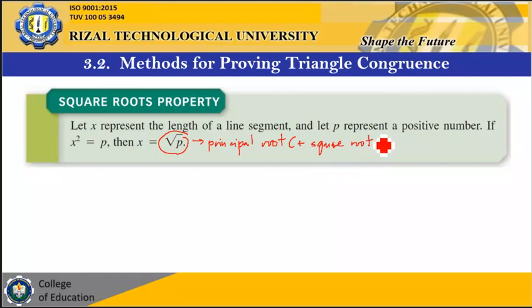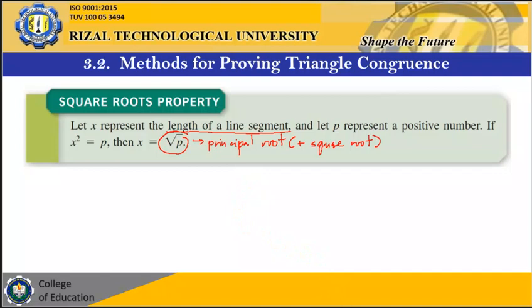So why are we not taking the negative square root? Because take note that we are talking about the length of a line segment. Okay? It's the length of a line segment, and since that is a line segment, there is no negative length. So therefore, we only take the principal root. Okay?